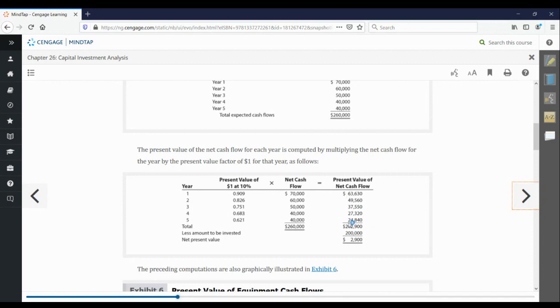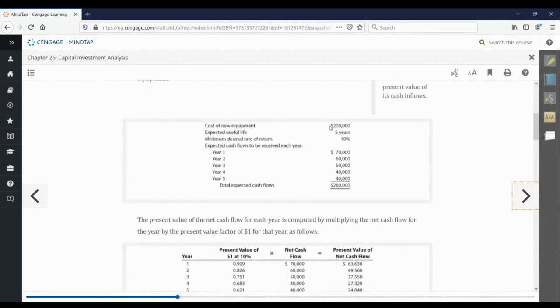Once we've calculated all 5 years, the total present value of this investment is $202,900. Now, when we are evaluating an investment that's going to cost us $200,000, remember that is the cost, that's the initial amount that we're going to have to pay for the new equipment, $200,000.